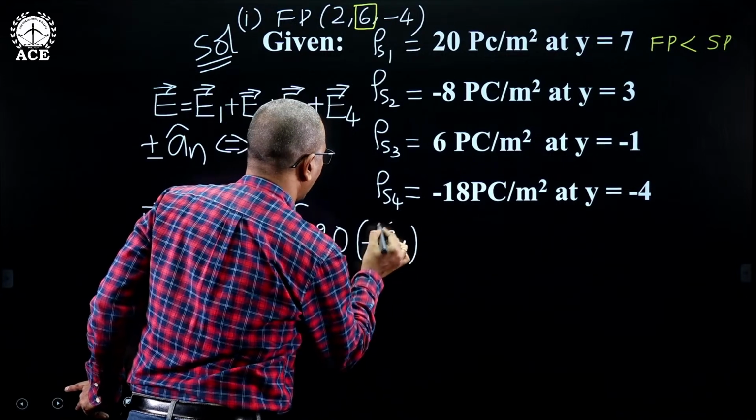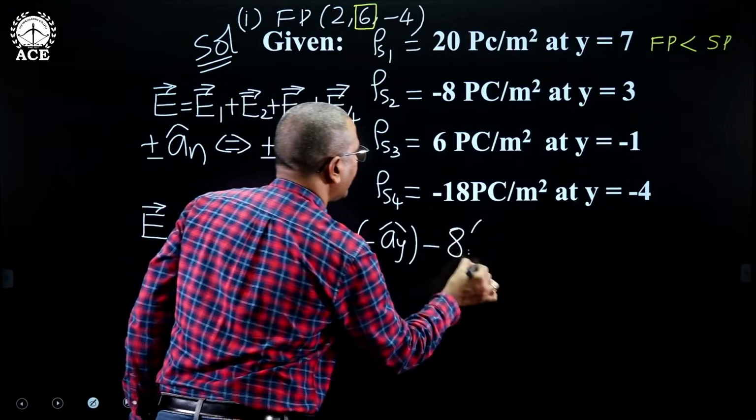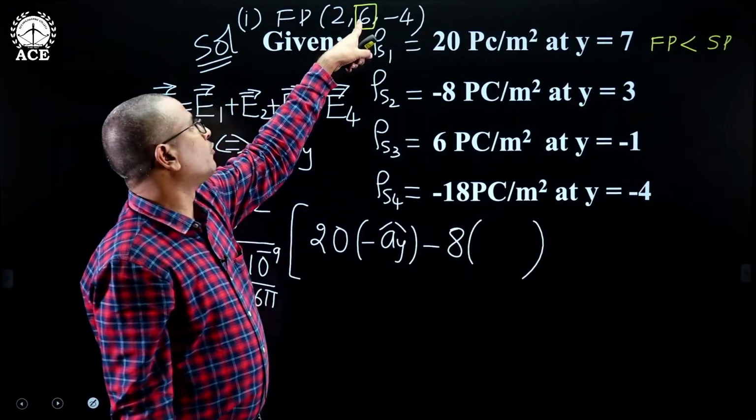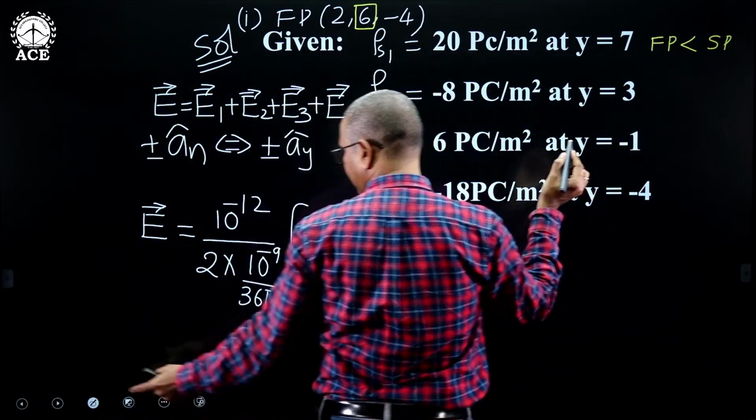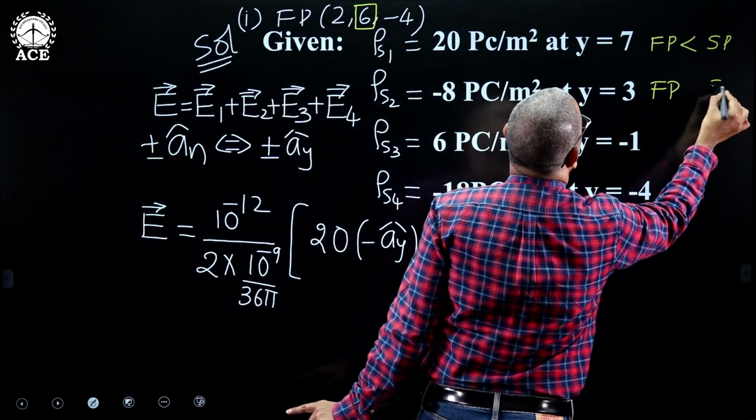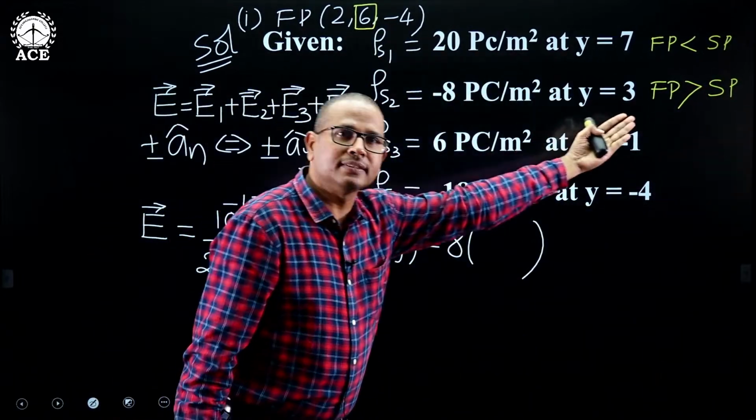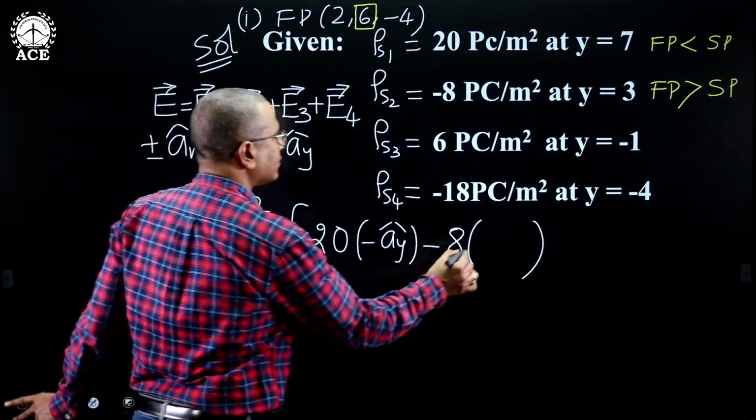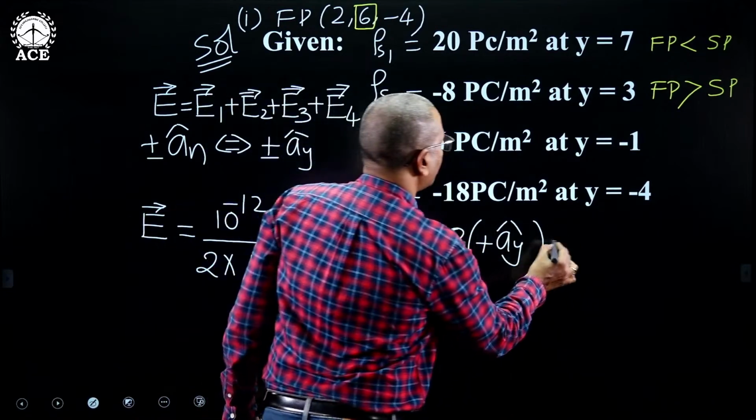Minus AY cap. Next one minus 8. Pico we have taken out already, dear students. Now you tell me for the second charge distribution. Field point y coordinate is 6. Source point is 3. Now you tell me FP and SP relationship. FP is greater than SP because 6 is greater than 3. Very simple way you can decide. What is the sign here? Plus AY cap.